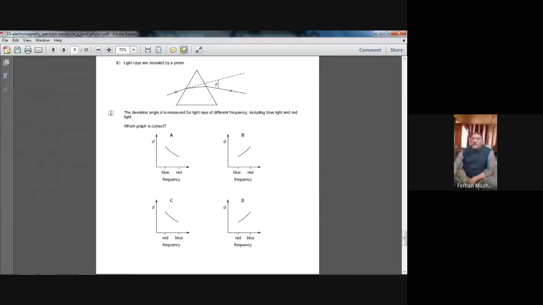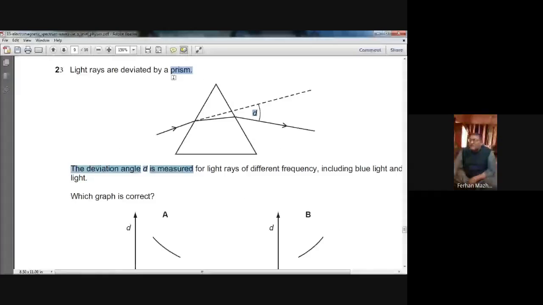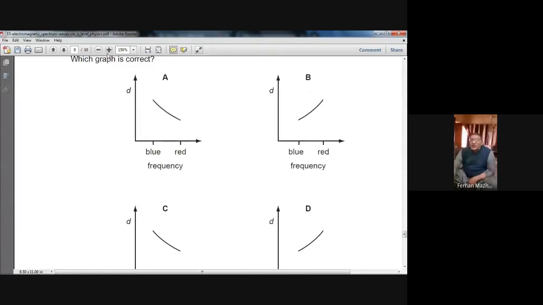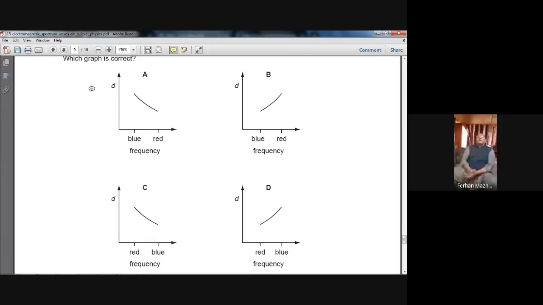So on the graph, if you look carefully, the graphs which he has given us, these are the graphs. On the x-axis the frequency is given, and on the y-axis the angle of deviation is given. How much angle the light is bent. The four graphs are given, and two colors are given, the blue and the red.